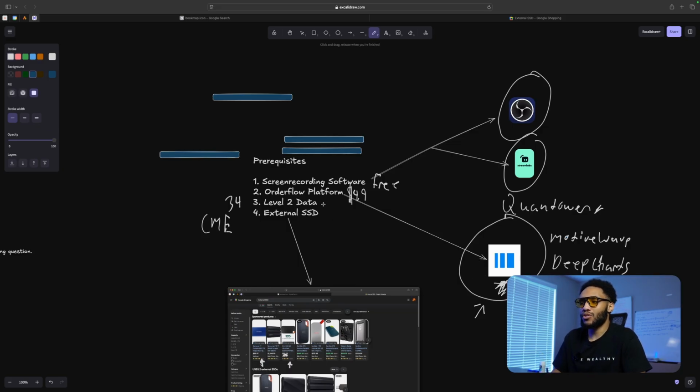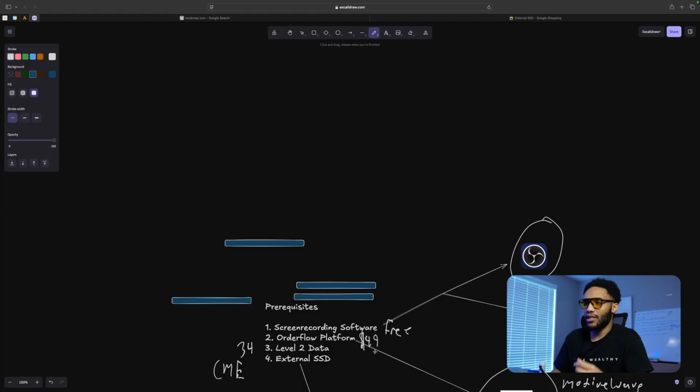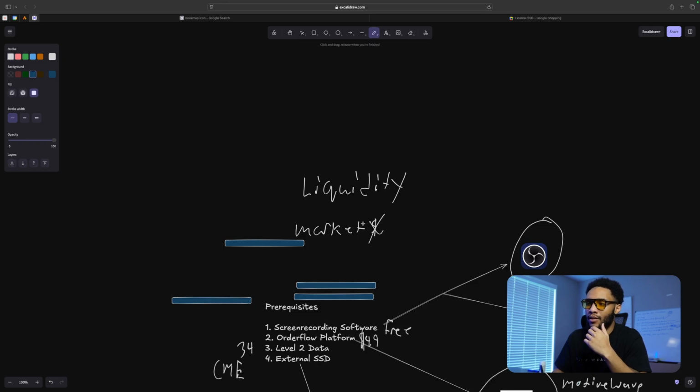The next thing is you are going to need level 2 data. So here's what comes with level 2 data, right? Maybe you don't need level 2 data. Order flow isn't just about looking at where liquidity is. You could also use order flow to get a sense of how market executions are going right now, like who's winning the battle on market orders. If you're just looking at executions, you don't need level 2 data.